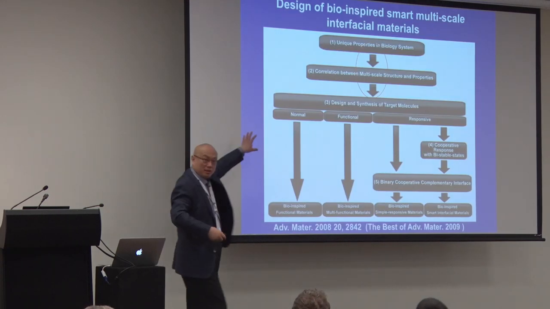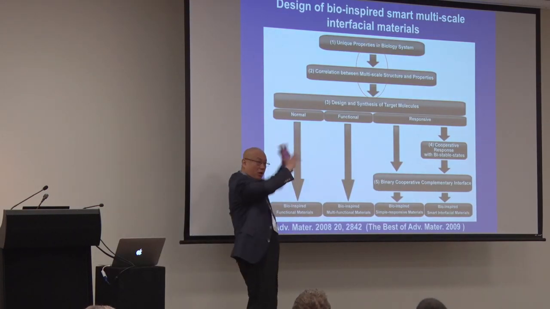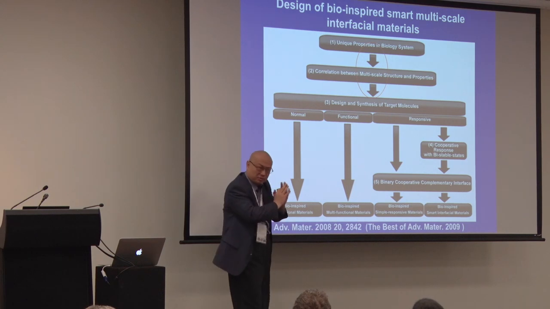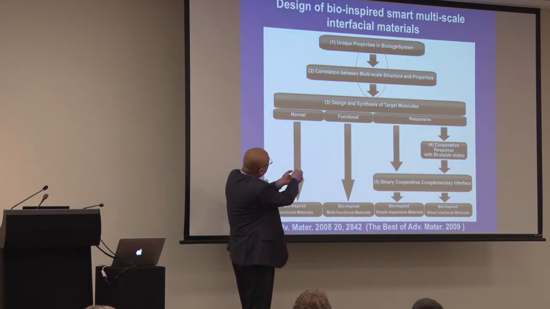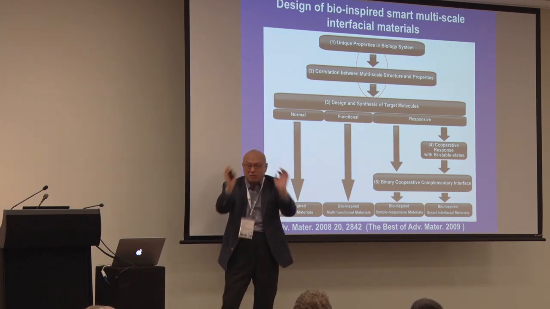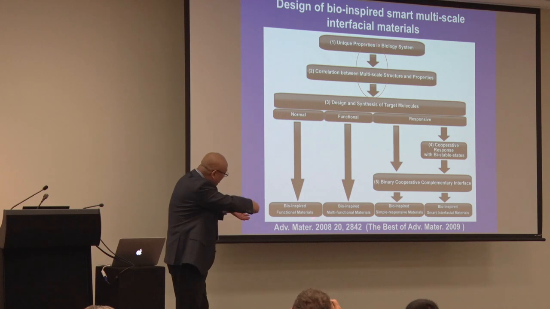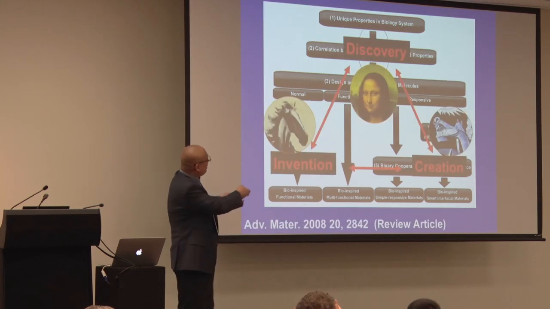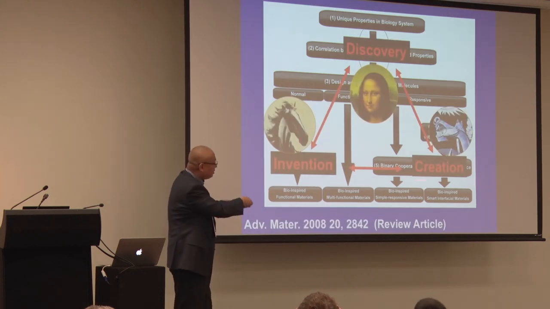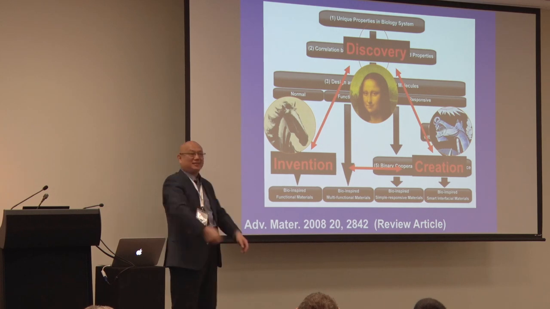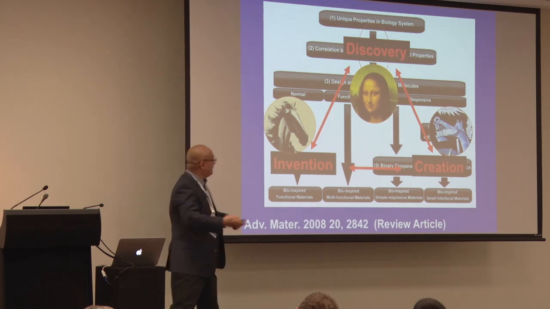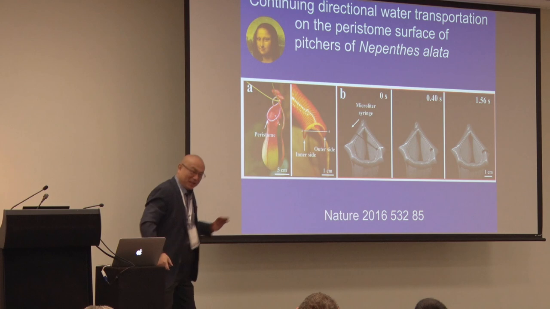So then we drew a roadmap. How to design this kind of material? First you find a unique property, and then try to understand the correlation between the multiscale structure and this unique property, and then try to make it, and then make it smart. Discovery, invention, and creation. So let me give you an example.